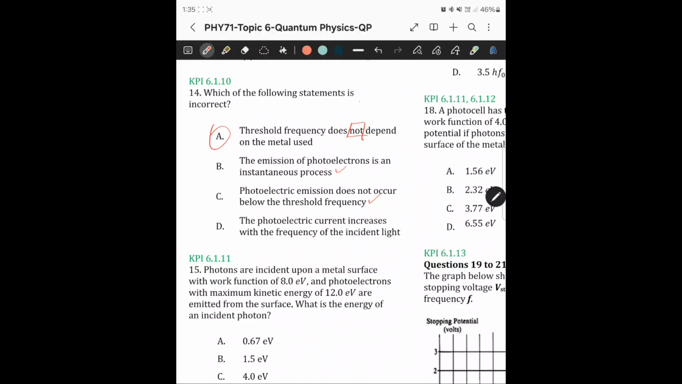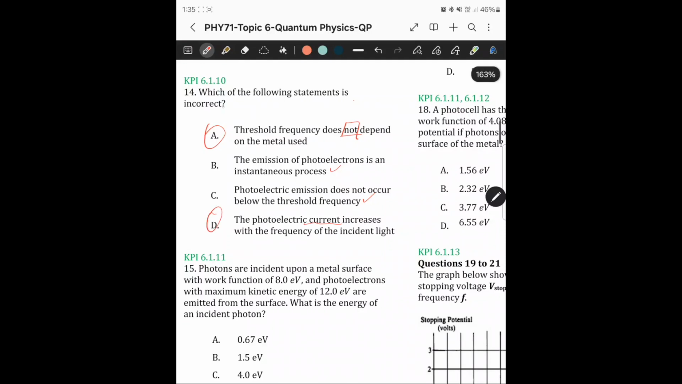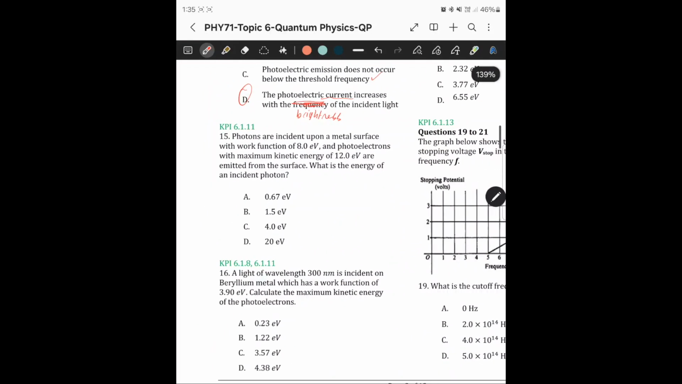The photoelectric current increases with the frequency. No, the current itself, which is the number of electrons, will not increase. So this is also wrong. There's two options in this question. I think there was an update which I don't have. But yeah, anyway, this is also incorrect. The photoelectric current increases with the brightness. This increases with the brightness or intensity.